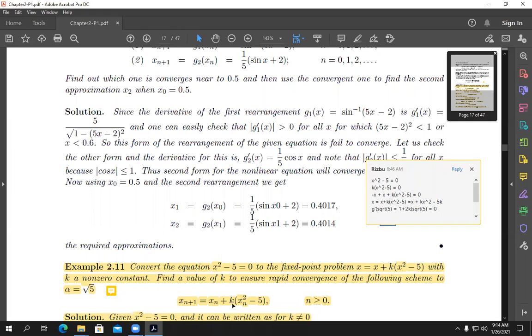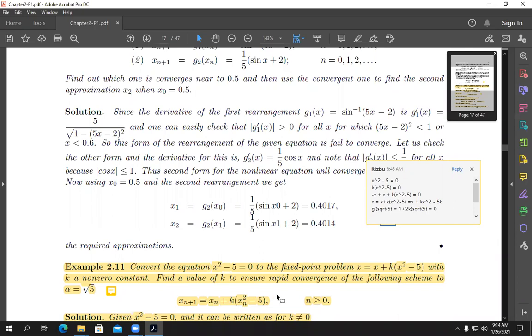After finding this g, then put into the formula shape like this one. So we finish this part. The second part, he says, find the value of k with the condition that this formula converges very fast. That means g dash alpha should be equal to 0. So you can have g. This is your g, right?